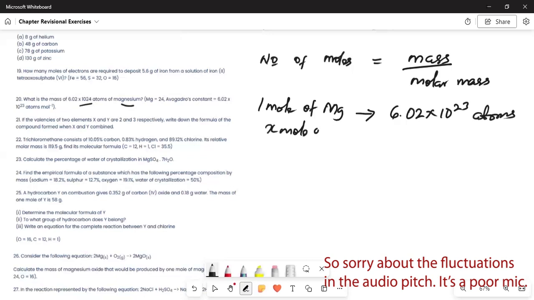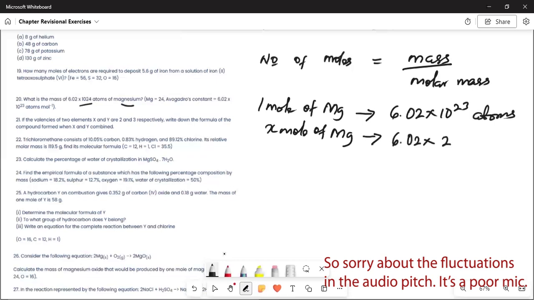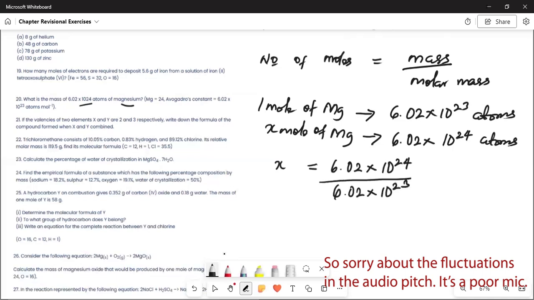So X mole of magnesium is 6.02 times 10 to the power 24 atoms. That's the value given there. So by proportion, X is equal to, we cross multiply 6.02 times 10 to the power 24 times 1, which still remains 6.02, then we divide by this. So X is equal to 6.02 times 10 to the power 24 divided by 6.02 times 10 to the power 23. Of course, this will cancel. 10 to the power 24 divided by 10 to the power 23 is 10. So the number of moles there is 10 mole.